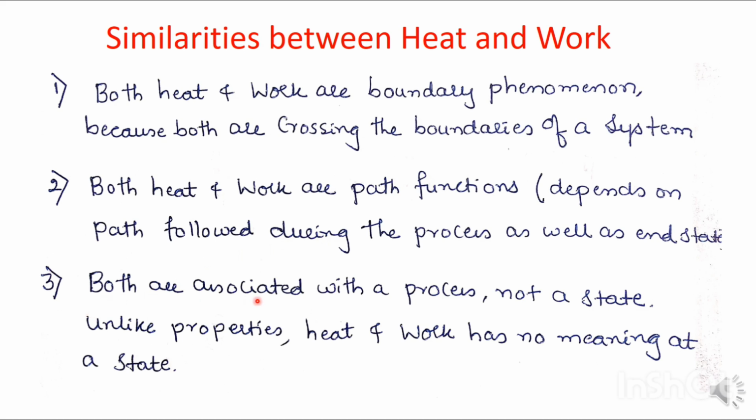Both heat and work are associated with the process, not a state, because they depend on the path. When the path takes place, then definitely we call it a process. It is not depending on the end states. It is not a state. So unlike properties, heat and work have no meaning at a state, that means the initial state and final state. They have no meaning because they are dependent on the path followed during the process. So these are some similarities between heat and work.